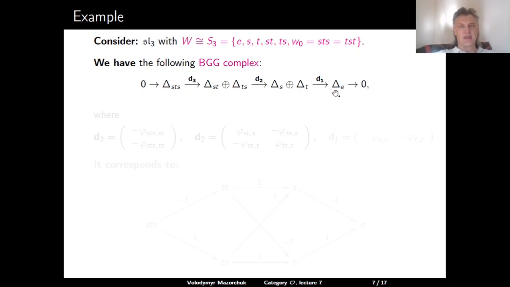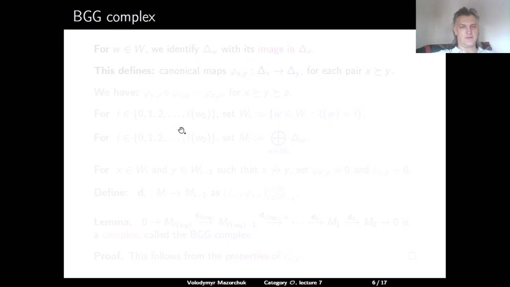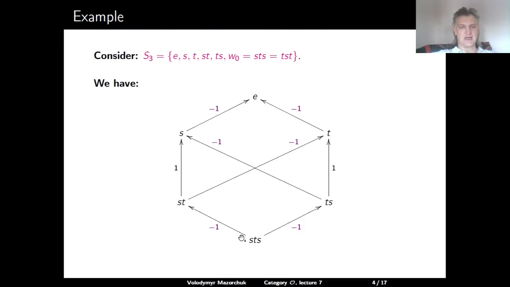So we have delta E on the right, then delta S plus delta T, delta ST plus delta TS, and delta STS, with the linear maps D1, D2, and D3 between them, where the map D3, so this is a map from delta STS to delta ST plus delta TS, consists of minuses of the canonical inclusion. So this is because of our choice of signs. This is -1, from STS to ST and TS.